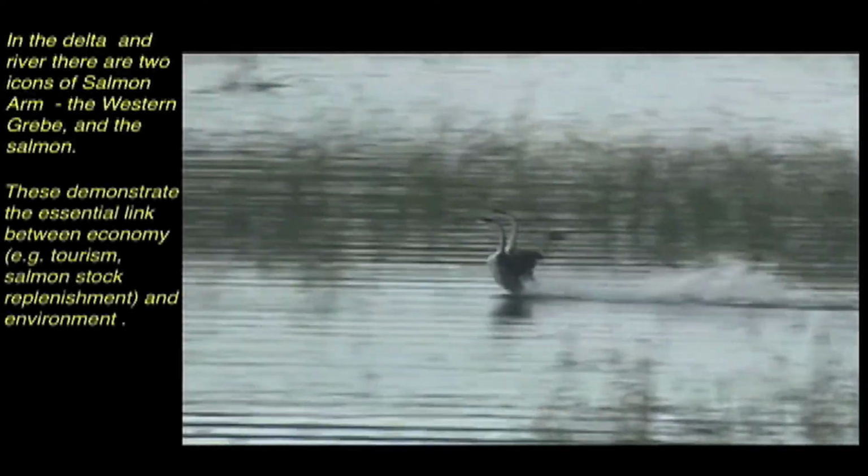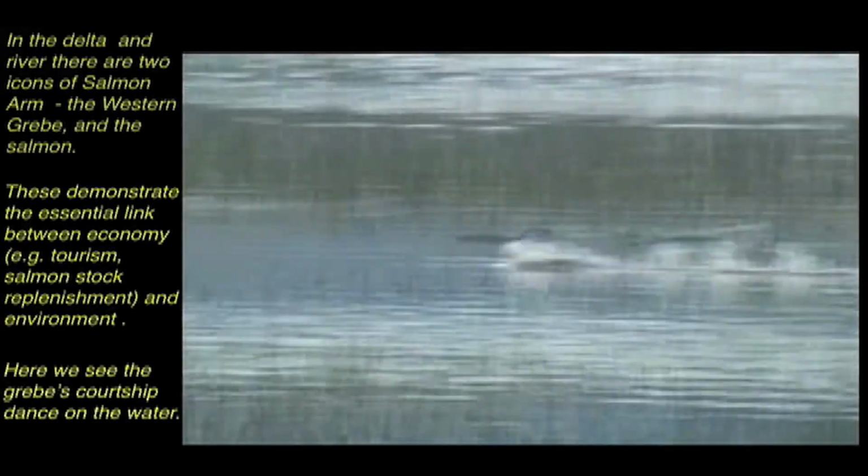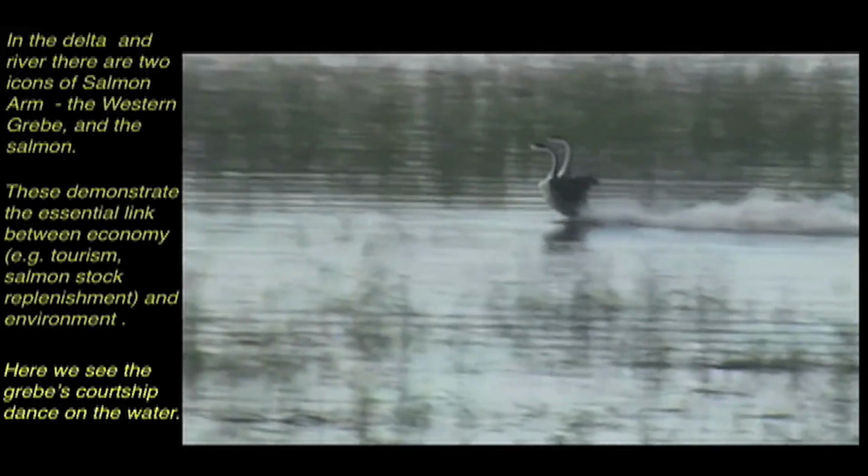In the delta there are two iconic species, the western grebes and the salmon. We're going to see the courtship dance of the western grebe. Here it is again in slow motion.